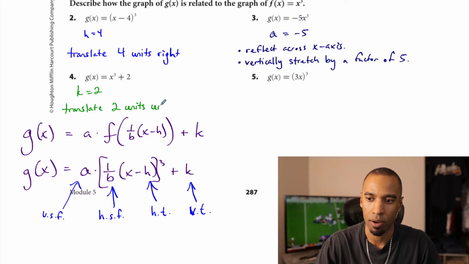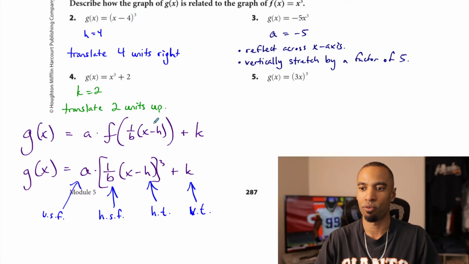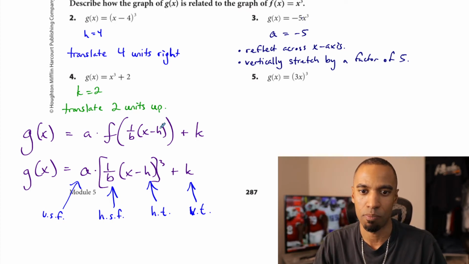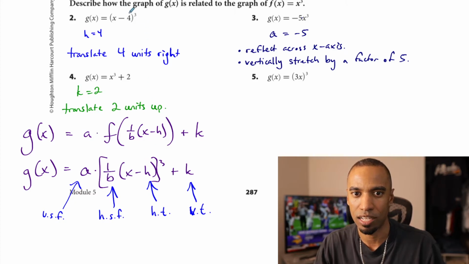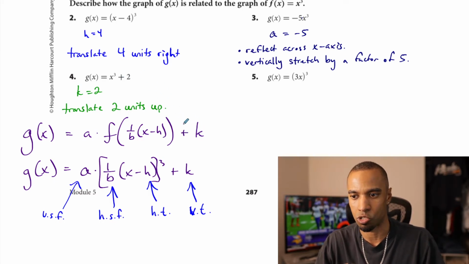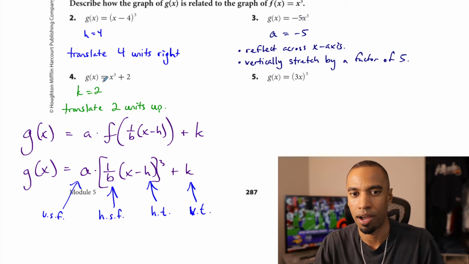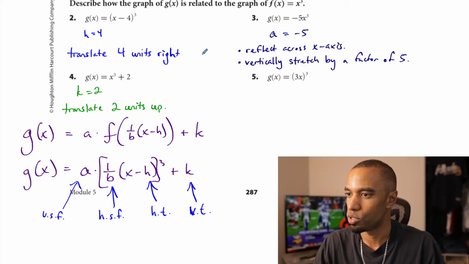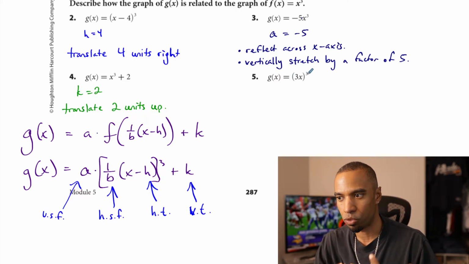Now, by the way, I want to go back to h really quickly here. Why was h positive 4 and not negative 4? Because the formula has an x minus h in it already. We're subtracting h, we're subtracting 4, that must mean h was 4. This 2 is positive, but the formula has a plus k in it as well. So if we're adding k and we're adding 2, that means k is 2 and positive 2 there. Translate 2 units up. Last one here, g of x equals the quantity 3x cubed.